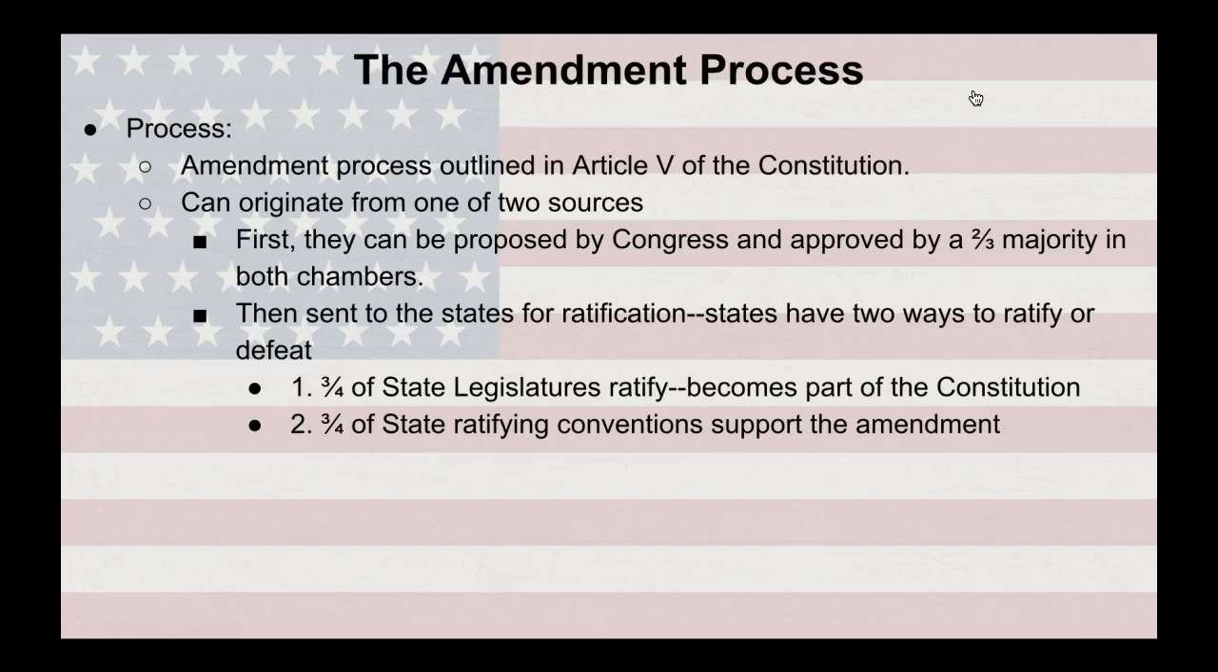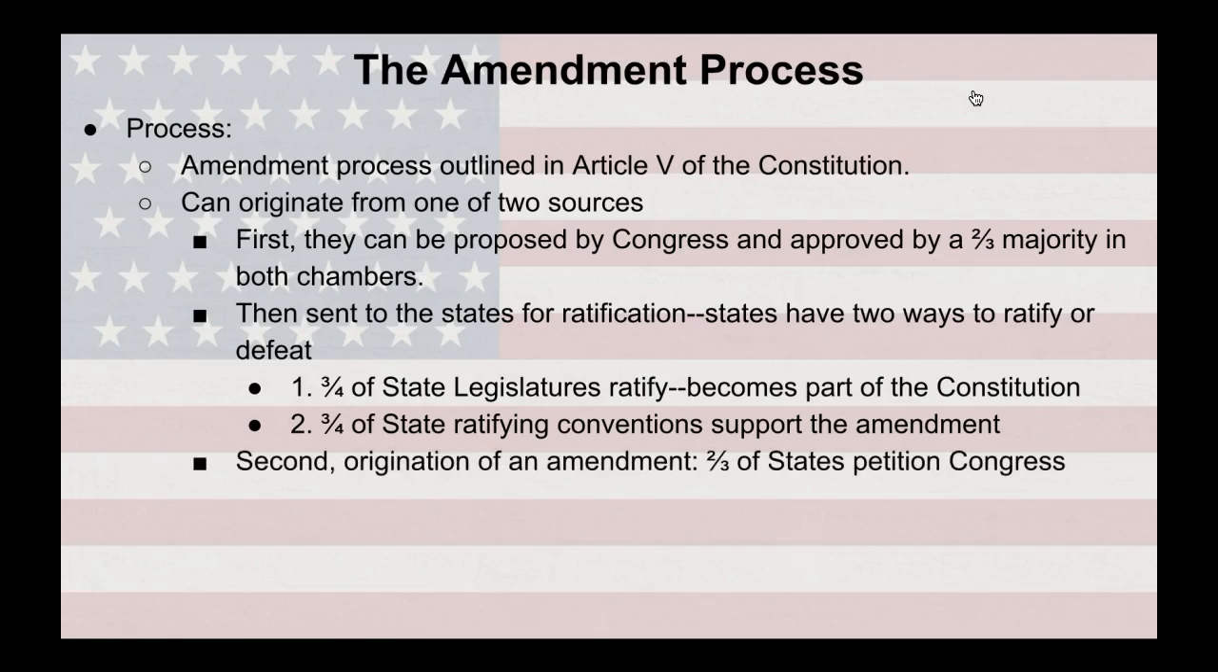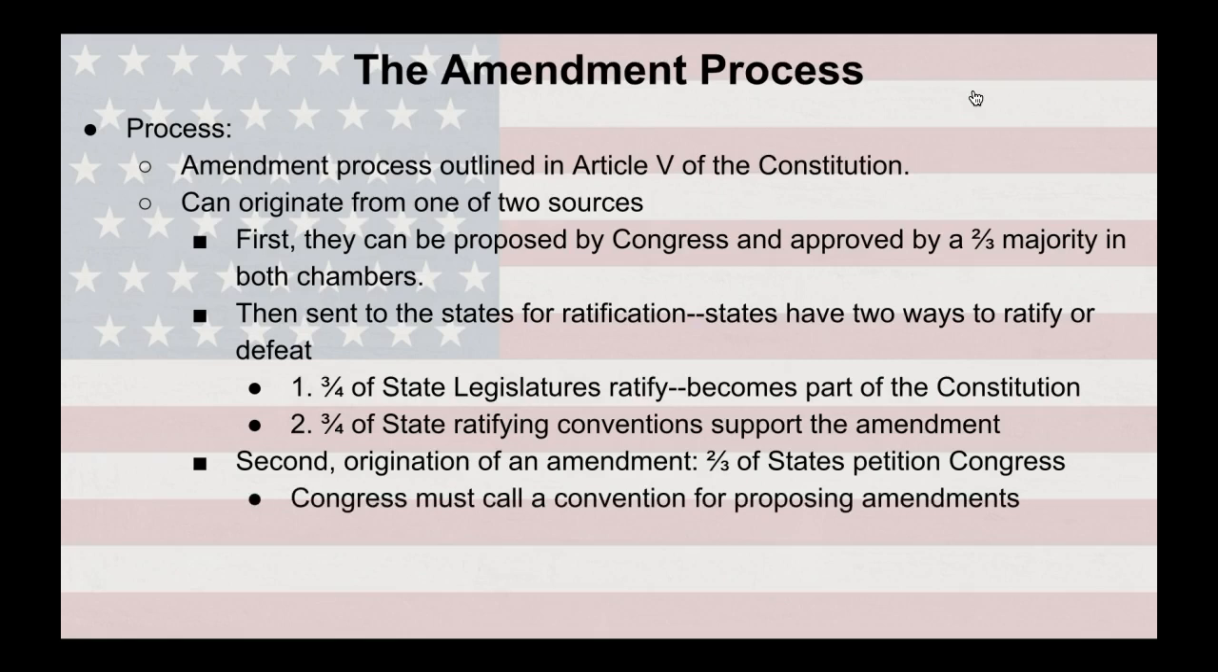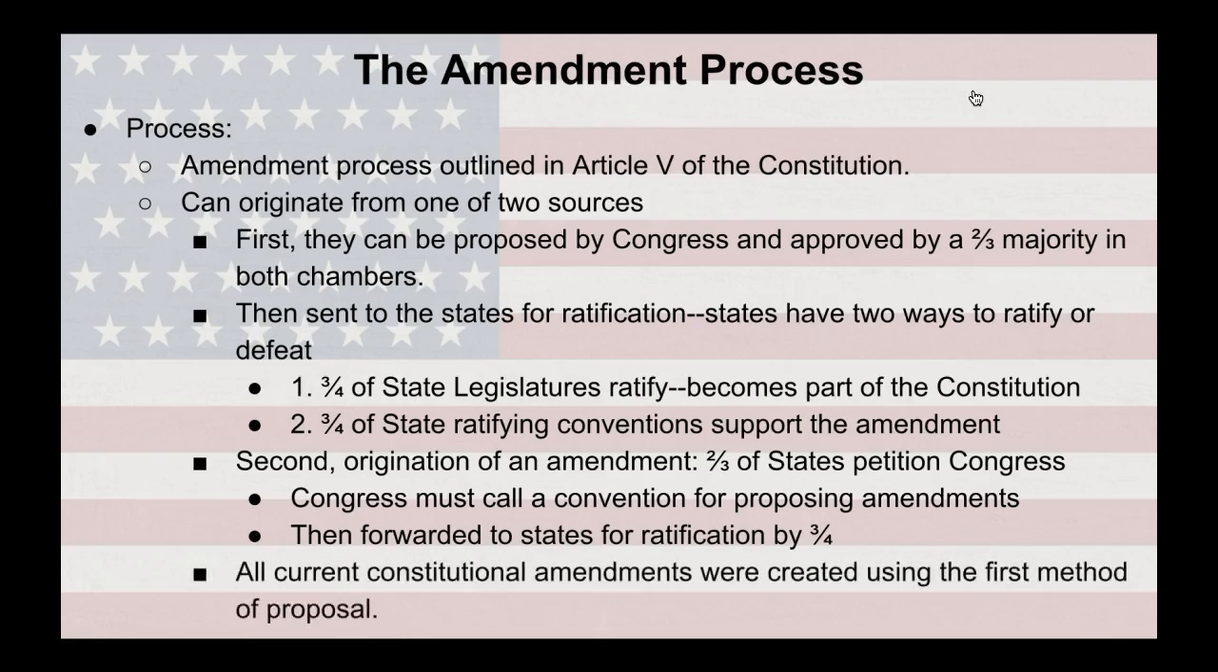Right? The second way that it can originate is 2/3 of the states petition Congress. And when this occurs, Congress must call a convention for proposing amendments. Once they've proposed the amendment at this convention, it will be forwarded to the states for ratification by 3/4 of state legislatures. Now, all current constitutional amendments were created using the first method of proposal, by being proposed by Congress and sent to the states for ratification.